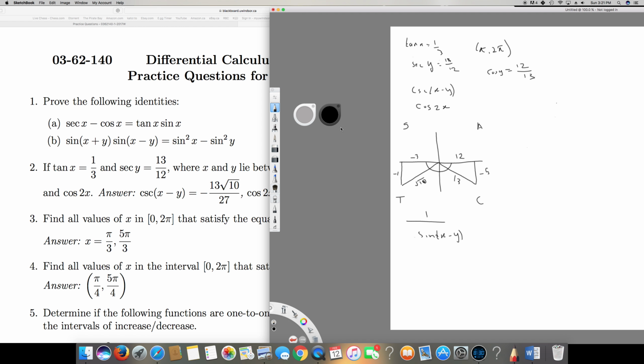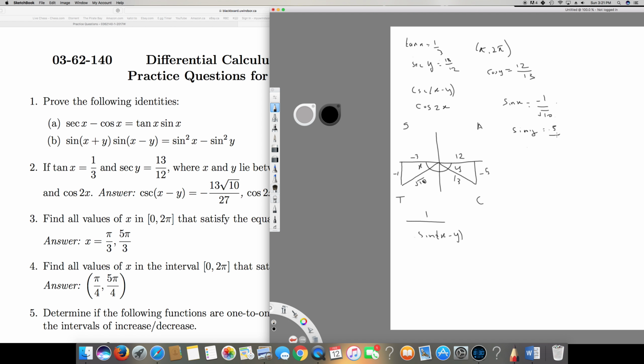First of all, I have to find the sine x value, and this is our x and this is y. Sine x is opposite over hypotenuse, which is negative 1 over root 10. For this I need sine y and cos y too. Sine y is opposite over hypotenuse, negative 5 over 13.